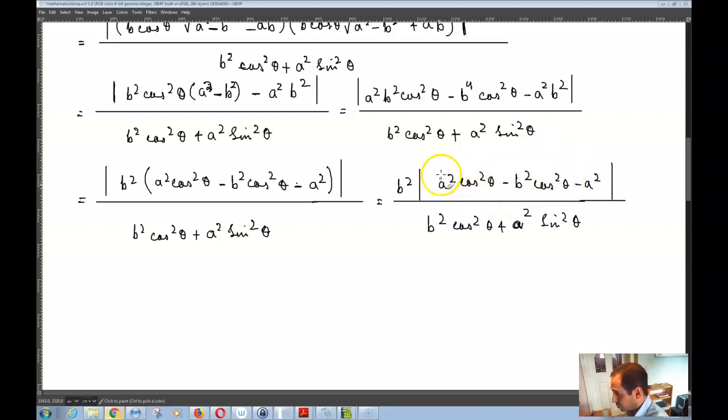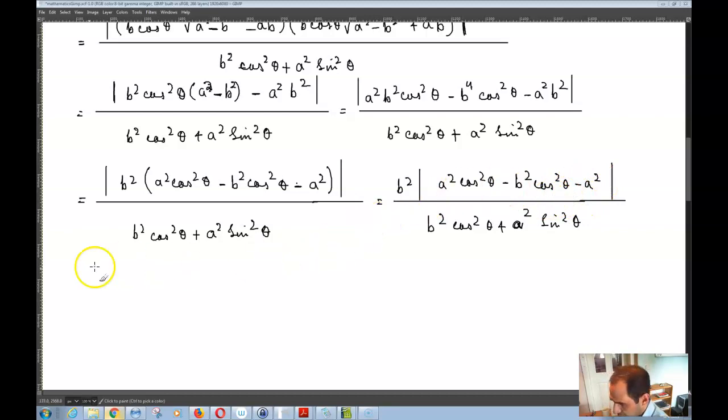So over here you need to rewrite this in such a way that 1 is equal to sine squared theta plus cos squared theta, right? So over here you have this a, a squared over here. So if you write this, a squared cos squared theta minus b squared cos squared theta minus a squared sine squared theta minus a squared cos squared theta.